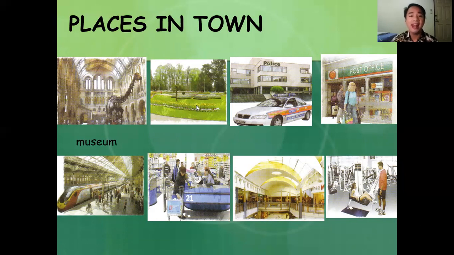Okay, next photo, how about this one? What is this? Anyone who can answer? Yes, the correct answer is park. It is a park. Inside the park, you can relax, you can hang out with your friends, and you can enjoy the scenery or the view, because inside the park, you can find a lot of plants and trees. Okay?